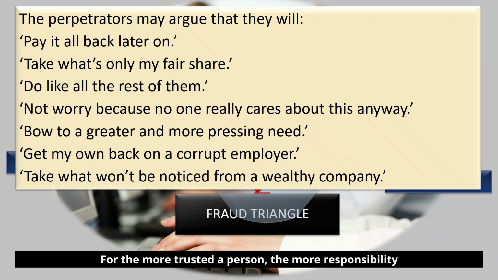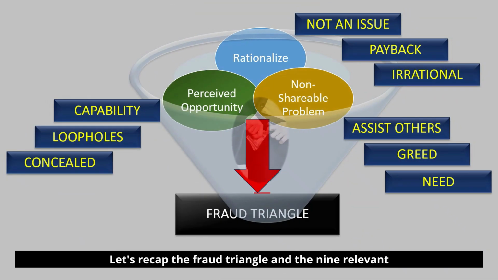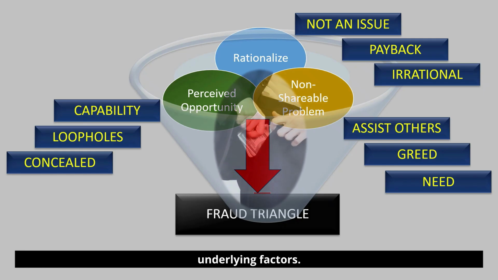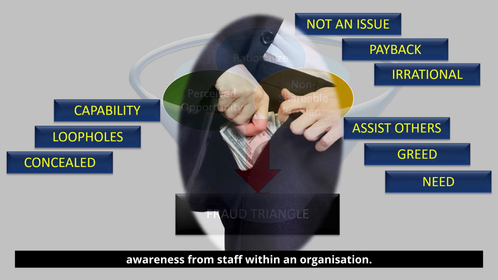Remember, the more trusted a person, the more responsibility they tend to be given at work, and hence, the more damage they can do. And the more senior they are, the more authorisations they have for high-value transactions and assets. Let's recap the fraud triangle and the 9 relevant underlying factors. It's possible to use this model to help improve fraud awareness from staff within an organisation.